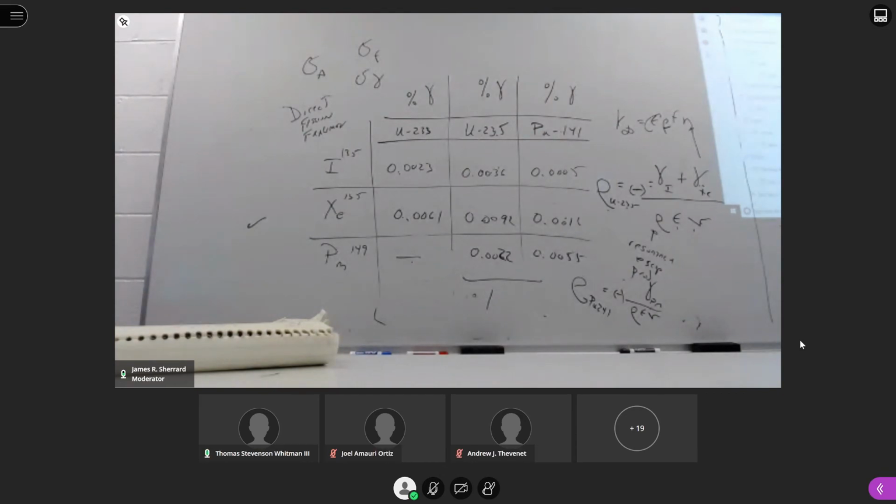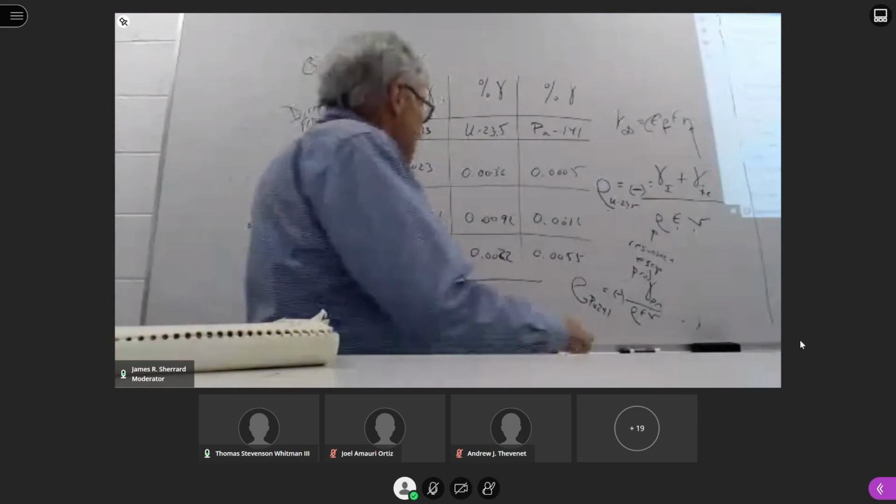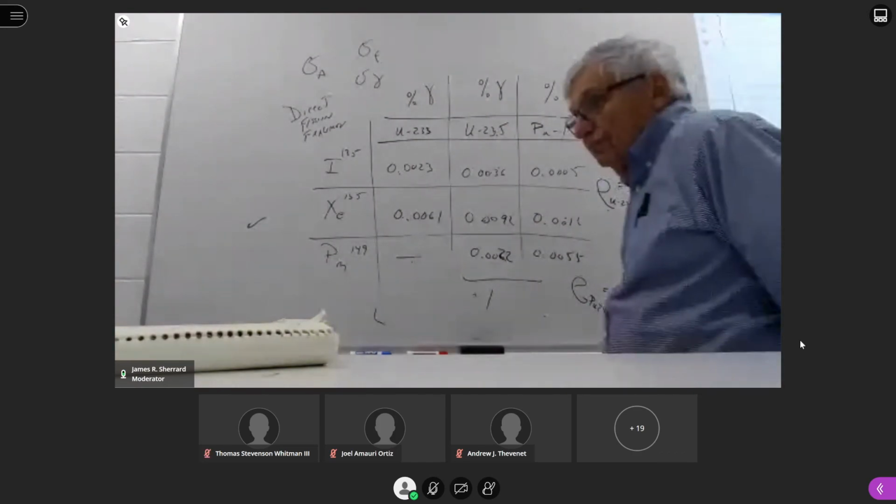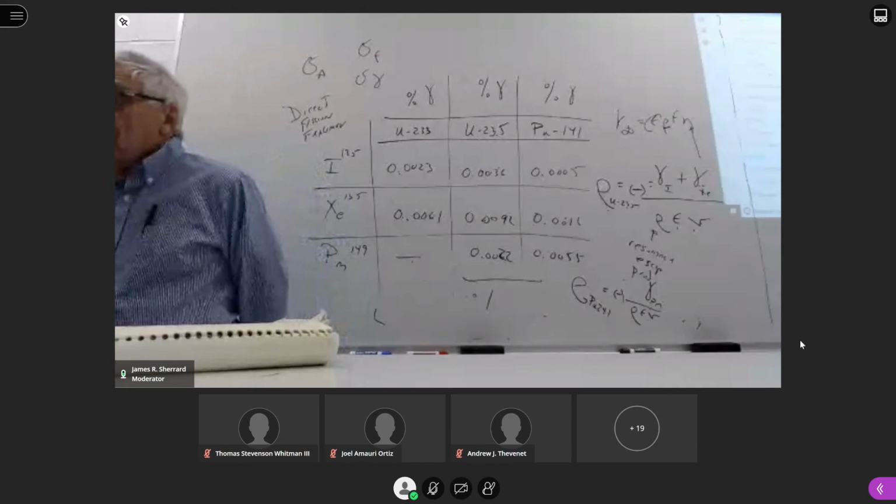Does that equation that you just put up consider the fact that the iodine-135 is also going to become xenon-135? Up here, yes. Okay. That is a good point, but it does.